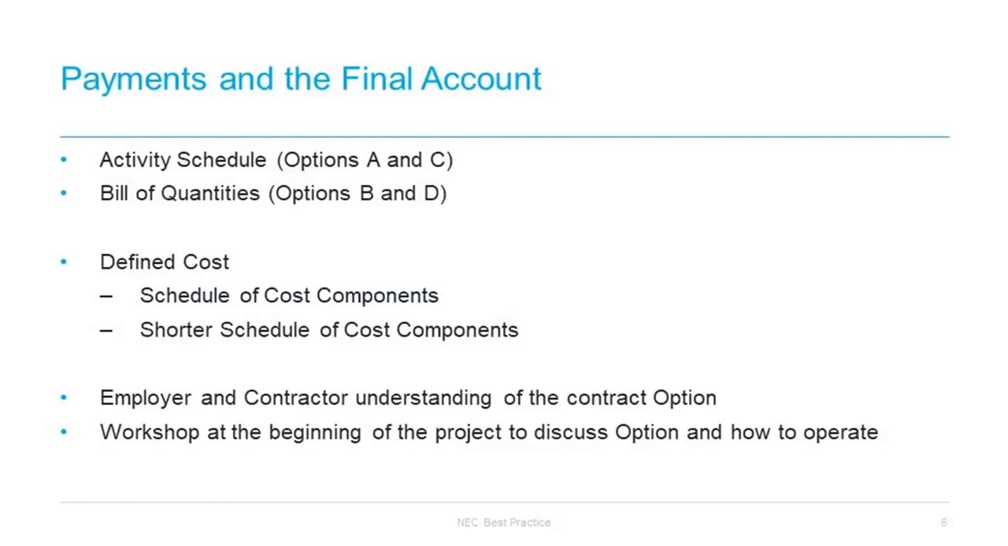So for option A, defined cost is only used for the assessment of compensation events and uses the shorter schedule of cost components and contract part 2 data. A compensation event is assessed as the effect of the compensation event upon the actual defined cost of the work already done and the forecast defined cost of the work not done, plus any resulting fee.